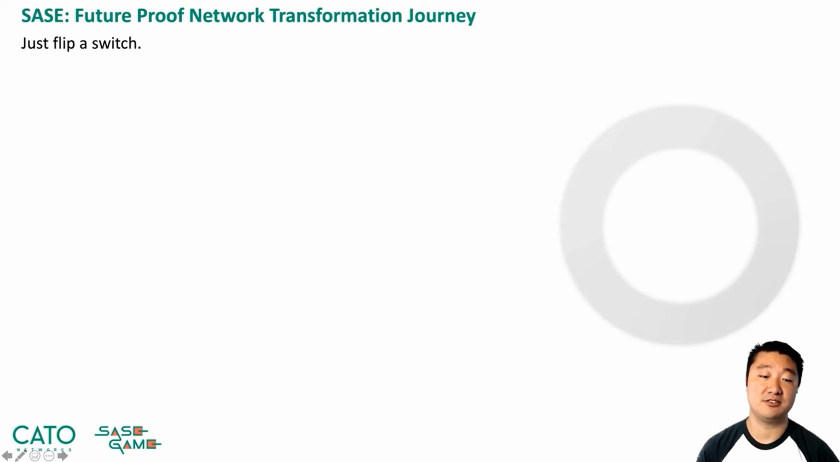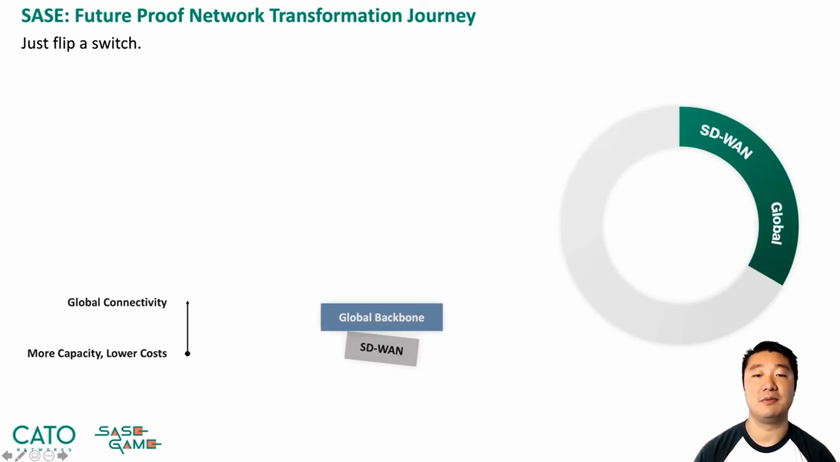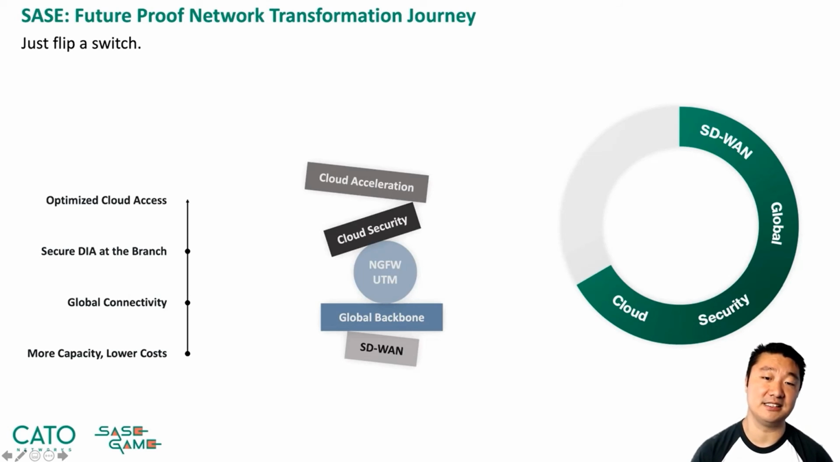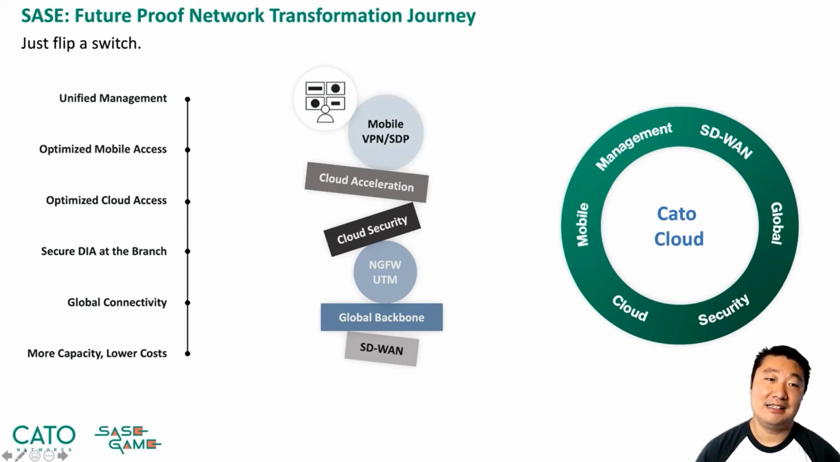So, WAN transformation is a bit of a journey, right? Here's how it could look for you, depending on which route you choose. You start with SD-WAN in order to take advantage of more bandwidth at a lower cost. You then add in a global backbone for your global sites. You deploy branch or cloud security for secure direct-to-internet access. Use cloud acceleration to enable cloud migration. Then you get mobile VPN or SDP to support mobile users. And you probably will never get unified management of all these capabilities if you did this a la carte way.